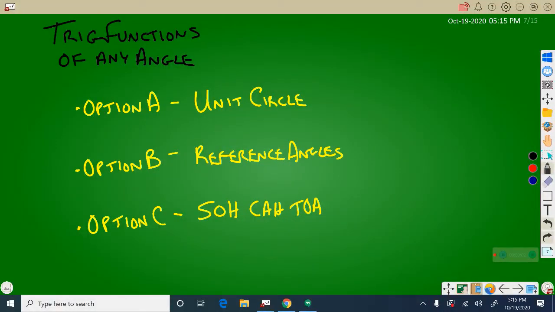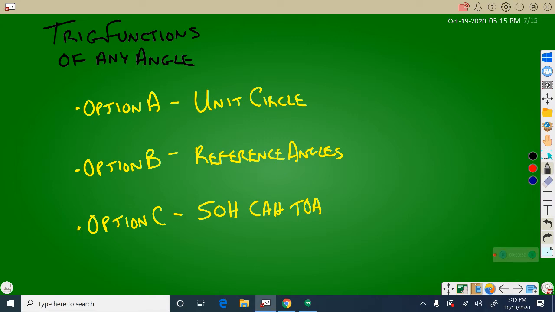Alright, we're looking at trig functions of any angle today. We've dealt before with trig functions using the unit circle. In upcoming videos, we're going to talk about how to use right triangle trig and SOHCAHTOA. But this one, we're going to be using reference angles now to find a trig function at any given angle.